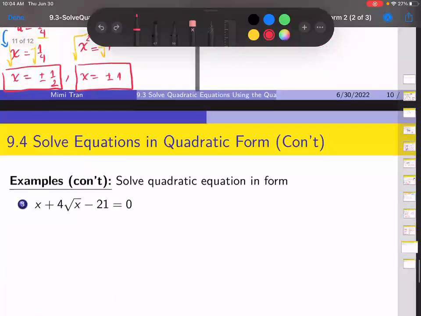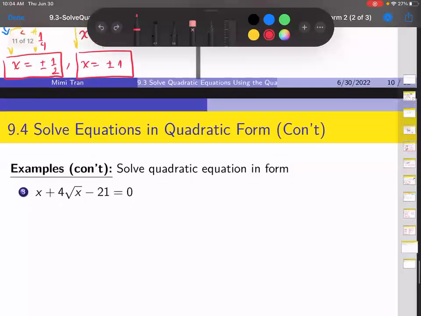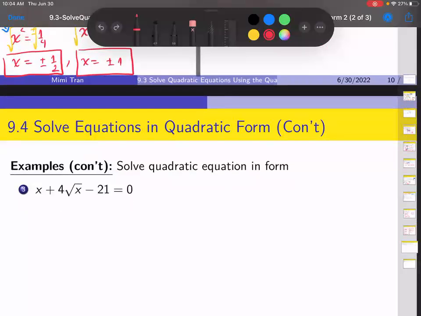Okay. Now number 3. Is it quadratic in form? Can you tell me? Look at the power. The first one is what? Don't write this down. Well, maybe you can. 1, right? And what's the second one? What's the power of square root of x?